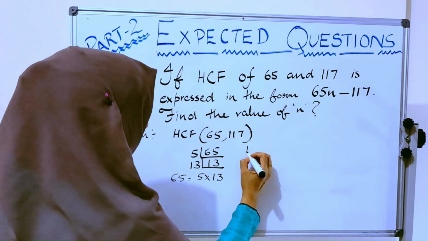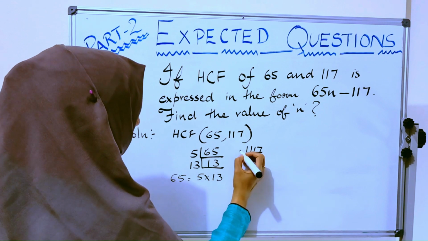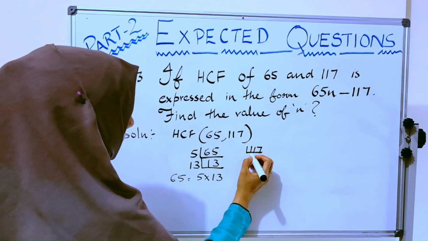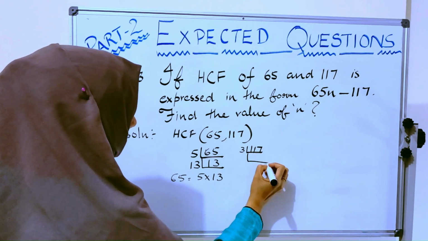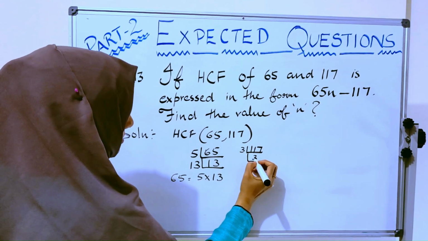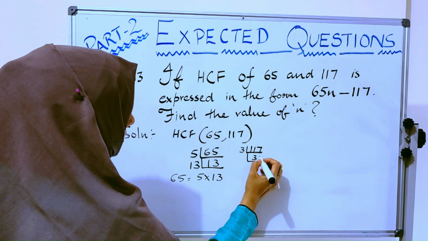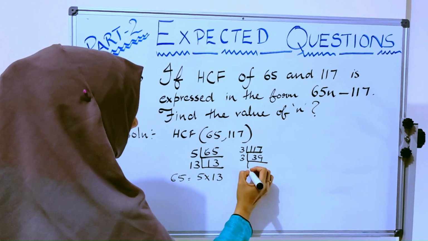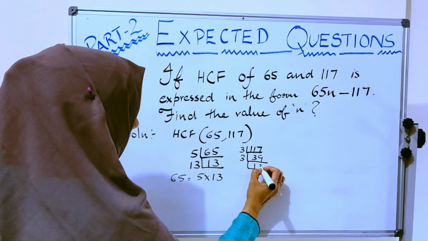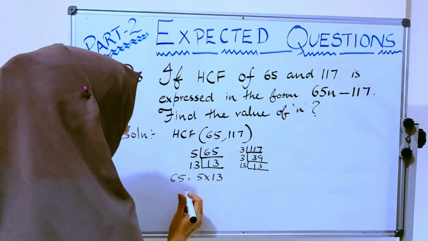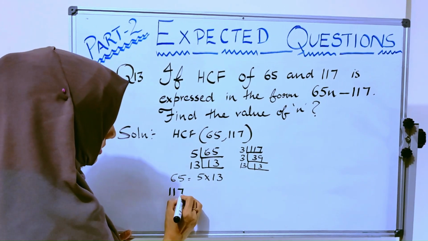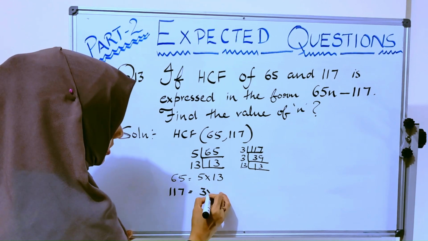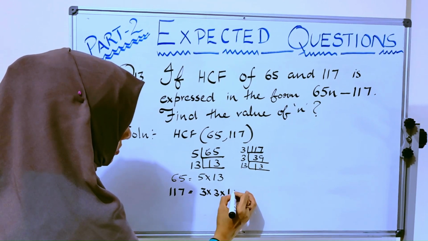Next 117 factorization here. 7 plus 1 is 8, 8 plus 1 is 9. 9 is divisible by 3, so go with 3. 11 is 3 times, difference 2, 27 is 9 times. Again 3: 1 time, 9 is 3 times. 13 is a prime number, so you can directly write 13. So 117 is equal to 3 into 3 into 13.